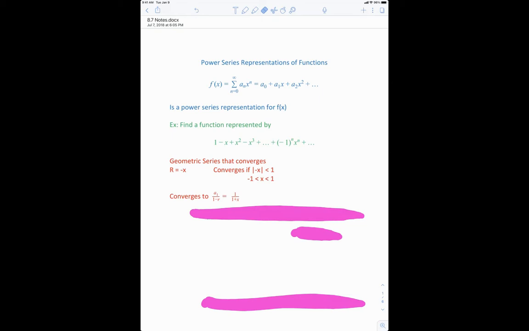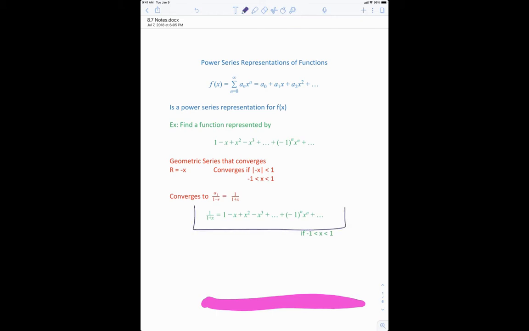In this case, the first term is 1. The common ratio is negative x. So it converges to 1 over 1 plus x. So what that means is this function up here is actually equal to 1 over 1 plus x. All right. So this is our first power series.